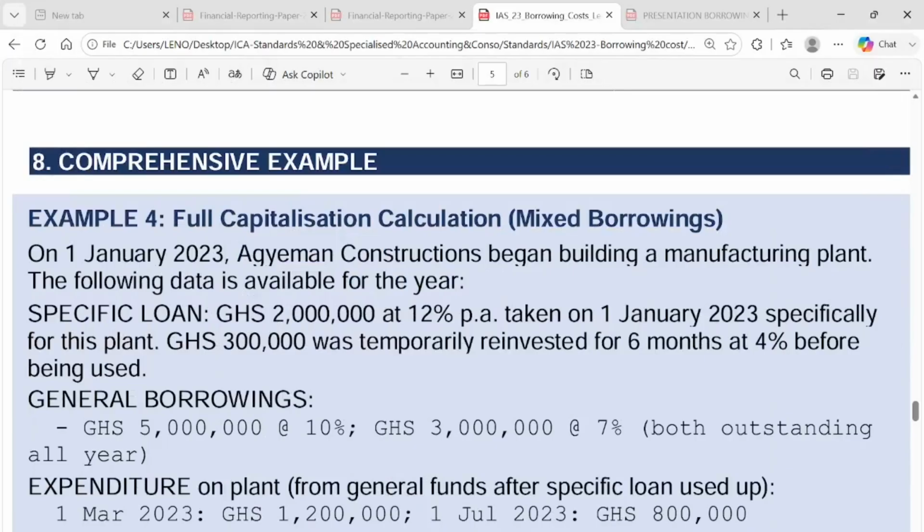Let us look at this question and see what we can do about that. On 1st January 2023, Ajman Construction began building a manufacturing plant. The following data is available for the year.